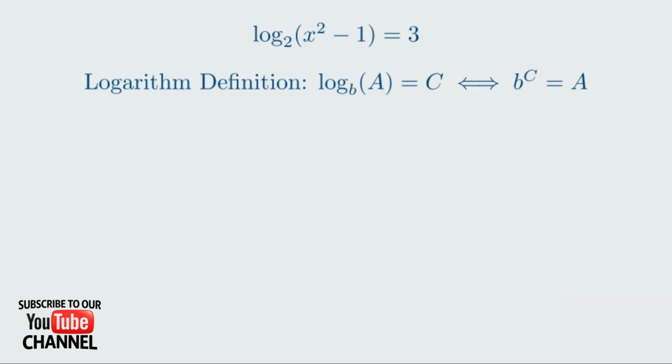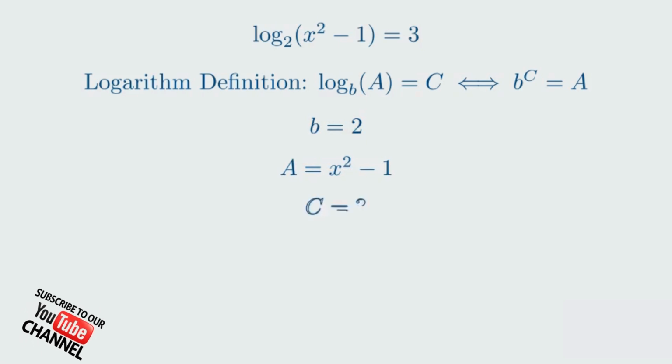In our equation, log base 2 of x squared minus 1 equals 3, the base b is 2. The argument a is the expression inside the parentheses, x squared minus 1. And the result, c, is 3. Now we substitute these values into our exponential form template, which is b to the c equals a. Plugging our values in, we get 2 raised to the power of 3 equals x squared minus 1.